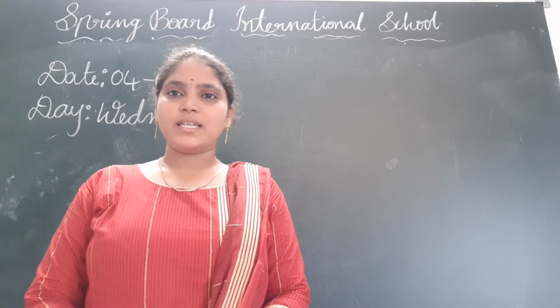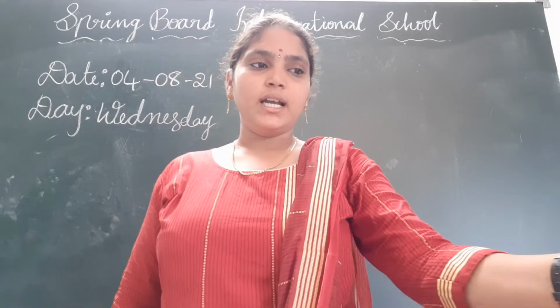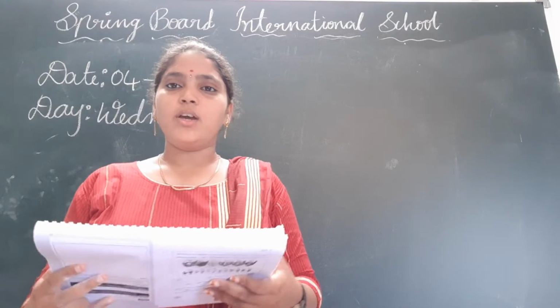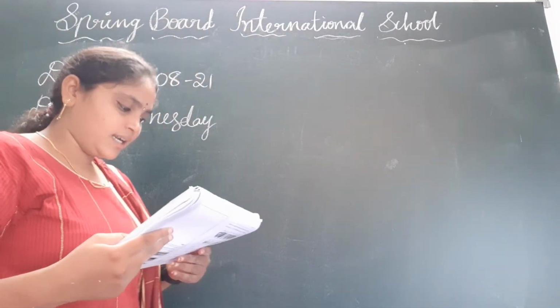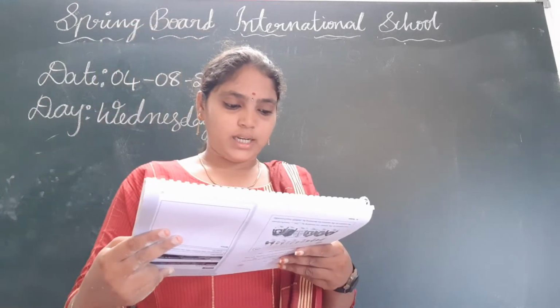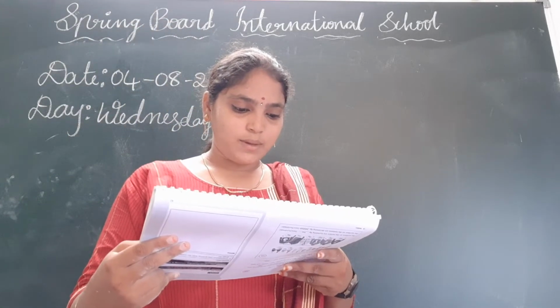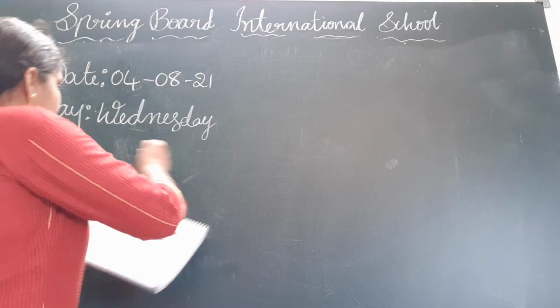So in the previous session we completed page number 29, children. Once we'll revise page number 29. Yesterday I explained the first and third ones, no children? So now I will explain the fourth one.